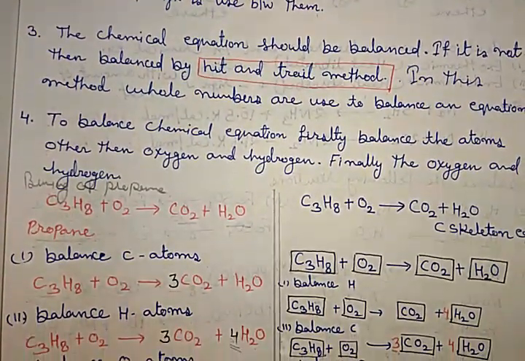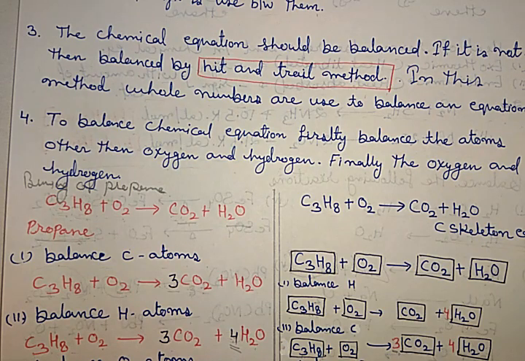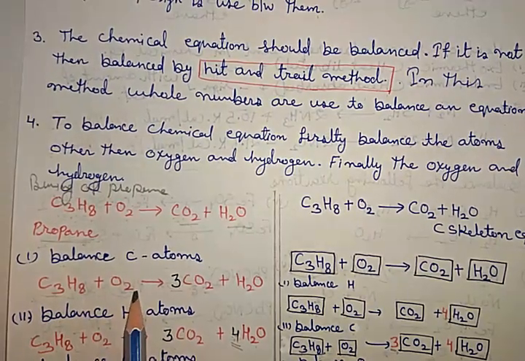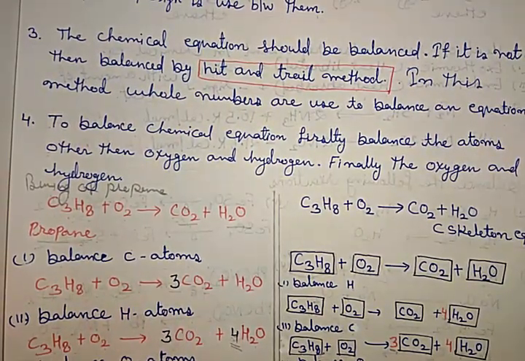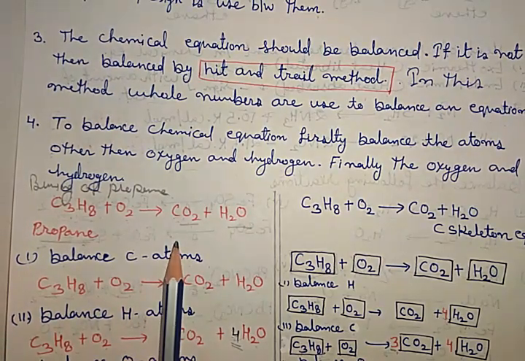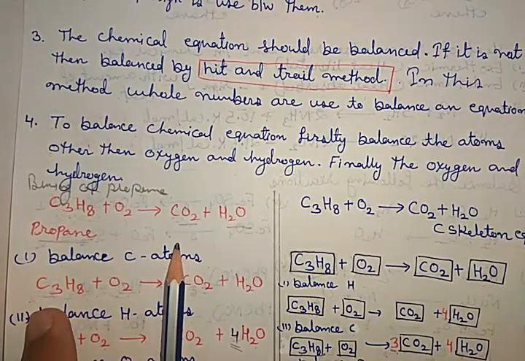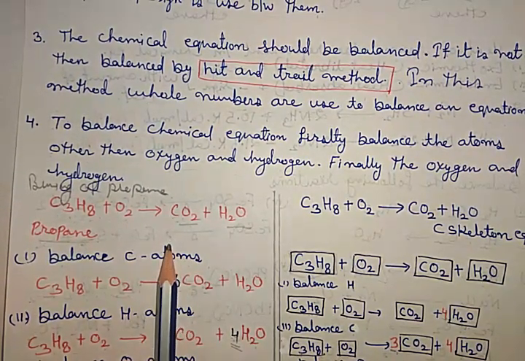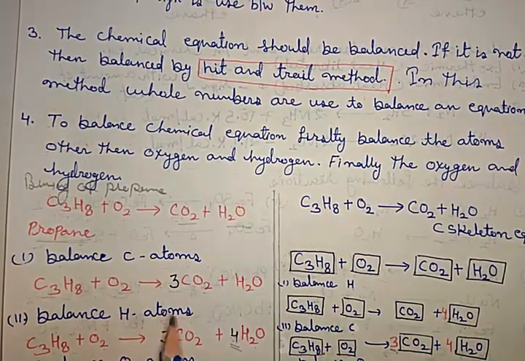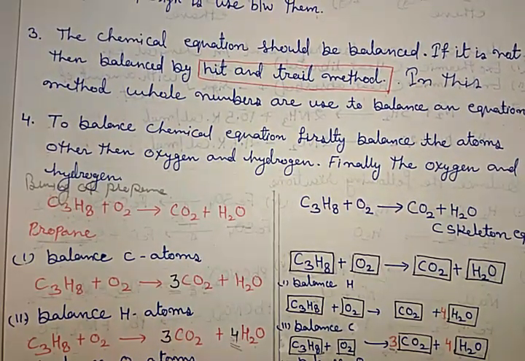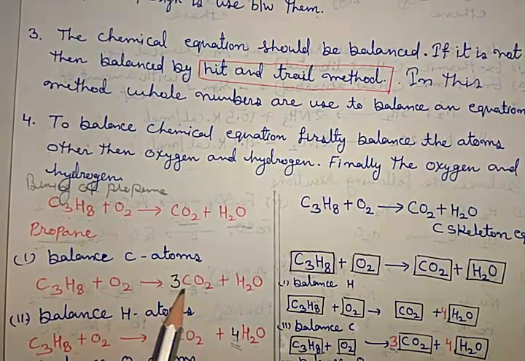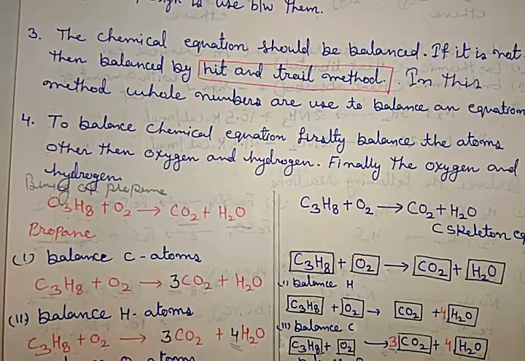Okay. Now in balancing, elements are chosen one by one to balance. First I am balancing carbon. That was our reaction, C3H8 plus O2 gives CO2 plus H2O. Here there are 3 carbon atoms, but here only 1. To make both equal, if I place 3 here, then the number of carbon atoms is also 3. That means carbon becomes equal.